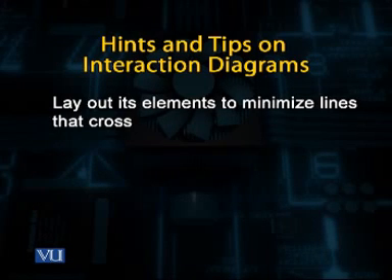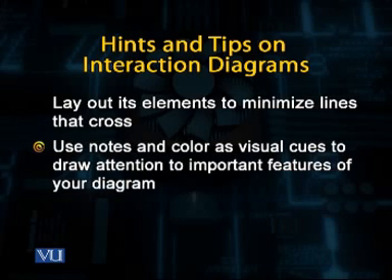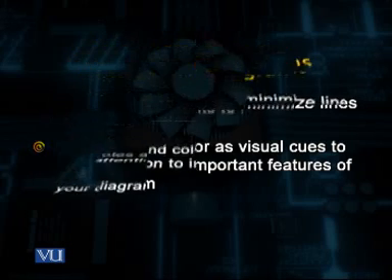Another mundane advice is that when you're drawing the diagrams, you need to lay out its elements, whether they are objects or whether they are sequence diagrams. You need to lay out the elements so that the lines that cross each other are at a minimum, and so it becomes easy for the reader of the diagram to understand what's being conveyed. Also, for the same purpose, that is to increase the understandability of the diagram, you need to use notes and color as visual cues to draw attention to important features of your diagram. So these things are basically hints and tips on how you need to draw these interaction diagrams.